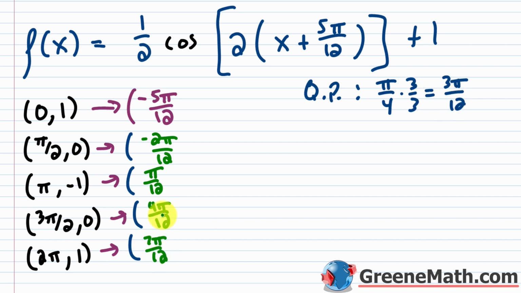Now this right here, this 4 pi over 12, you could write that as pi over 3. So this is pi over 3. And then negative 2 pi over 12, you could write that as negative pi over 6. So negative pi over 6.